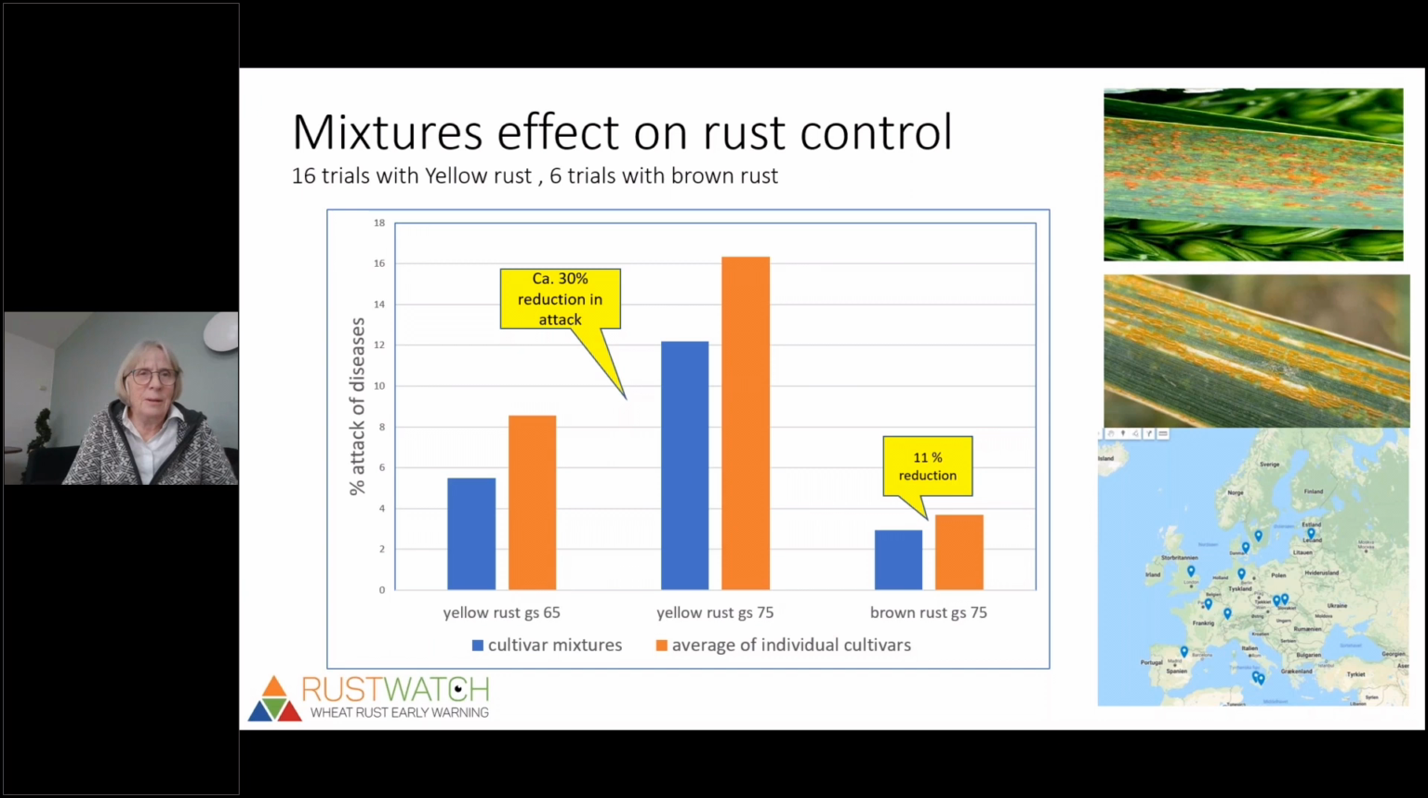It's not rocket science that we see these reductions. There have previously been historical investigations also showing benefit on both mildew and rust diseases from mixtures. But often the uptake in the farming community has not been significant.